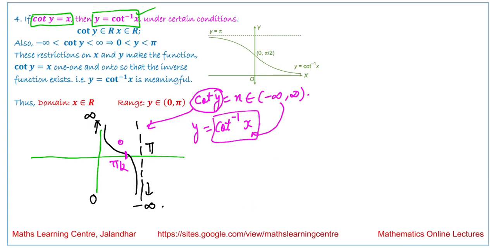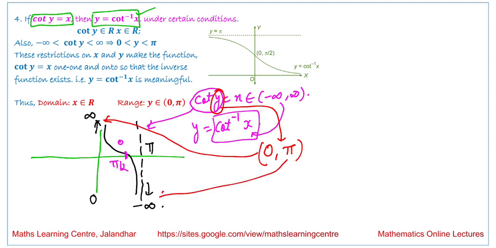If we are talking about the domain of cot y, for this function to be one-one and onto, the domain should be restricted to the open interval 0 to pi, because the function is not defined at 0 and not defined at pi. So the range of this inverse function is 0 to pi, and the domain is x belongs to R.